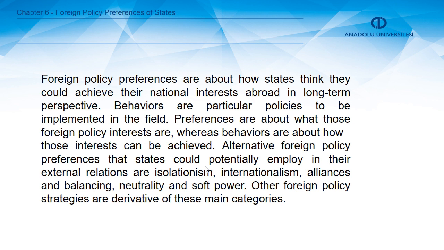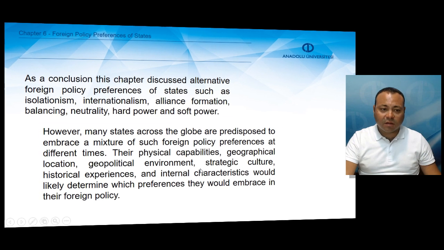Foreign policy preferences are about how states think they could achieve their national interests abroad in a long-term perspective. In the context of this chapter, behaviors are particular policies to be implemented in the field. Preferences are about what those foreign policy interests are, whereas behaviors are about how those interests can be achieved. Alternative foreign policy preferences that states could potentially employ in their external relations are isolationism, internationalism, alliance and balancing, neutrality, and soft and hard power. Other foreign policy strategies are derived from these main categories.